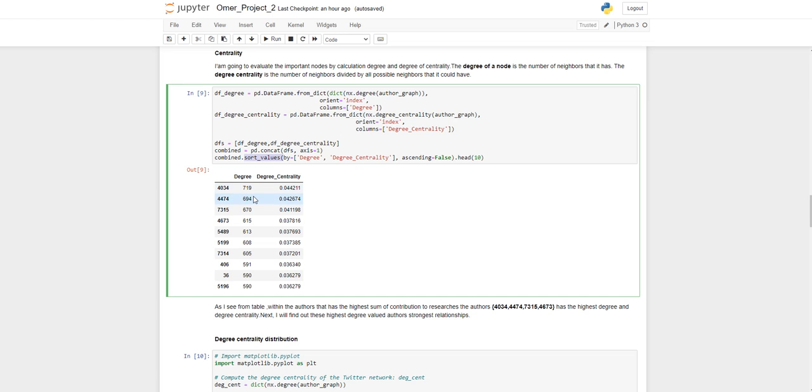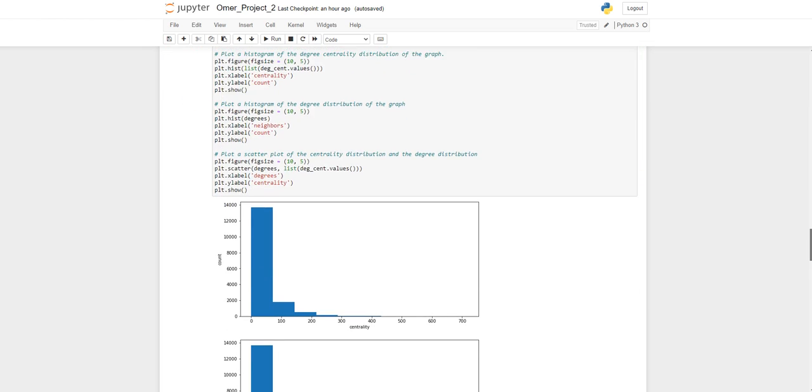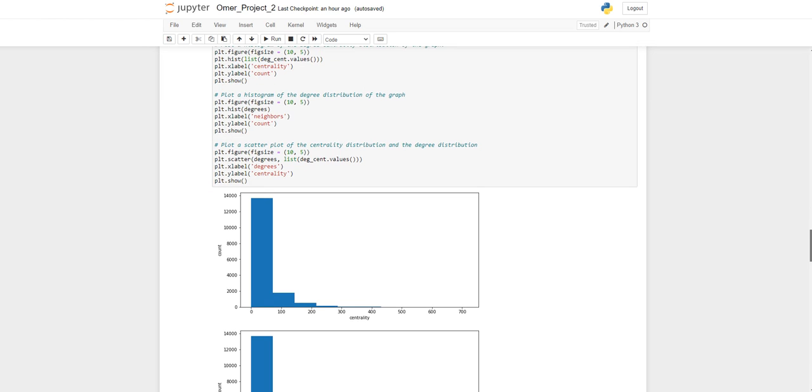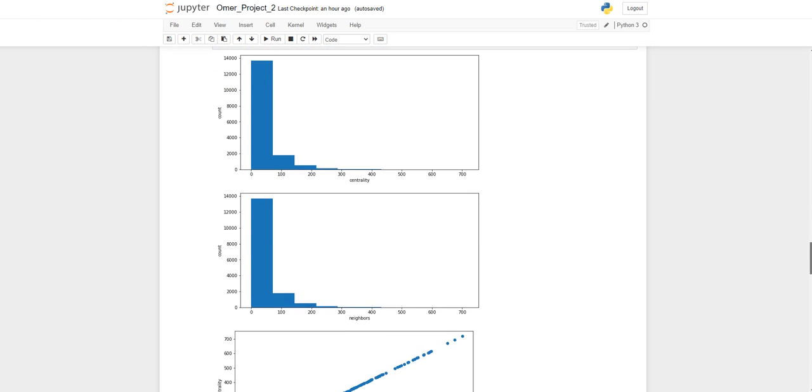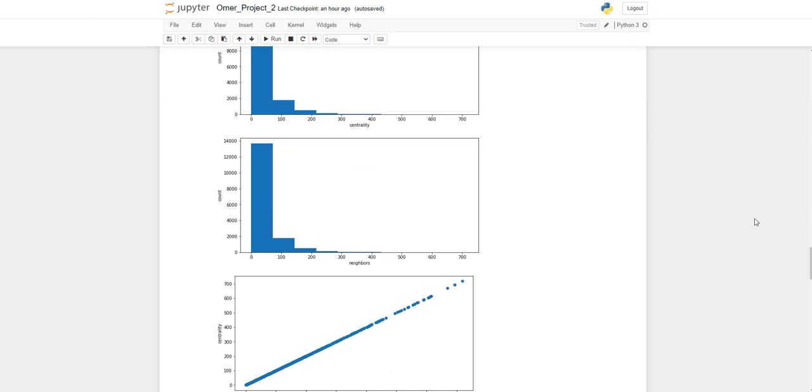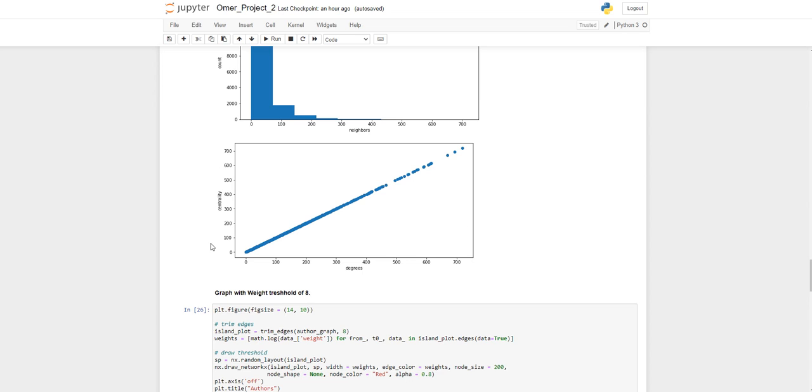Looking at the top 10, I can see that 7315 is the third ranked author number, and 4673 is the fourth ranked author number here. The next thing I'm doing is giving an idea of what the distribution looks like in centrality and in neighbors, by looking at the degree and degree centrality.